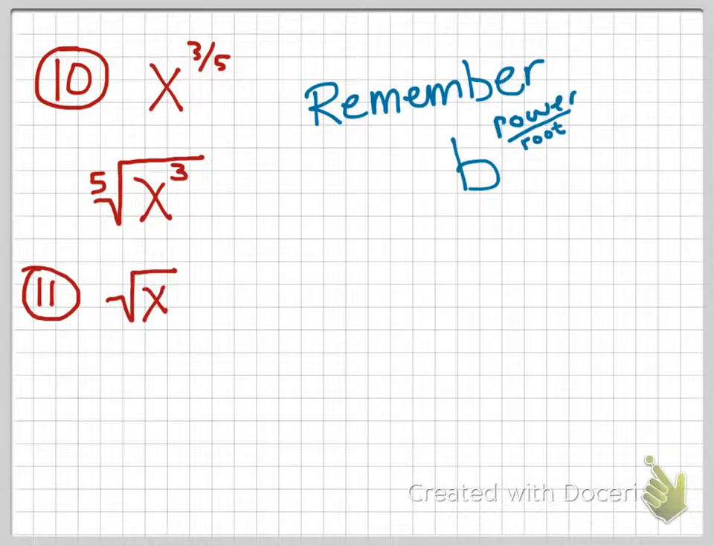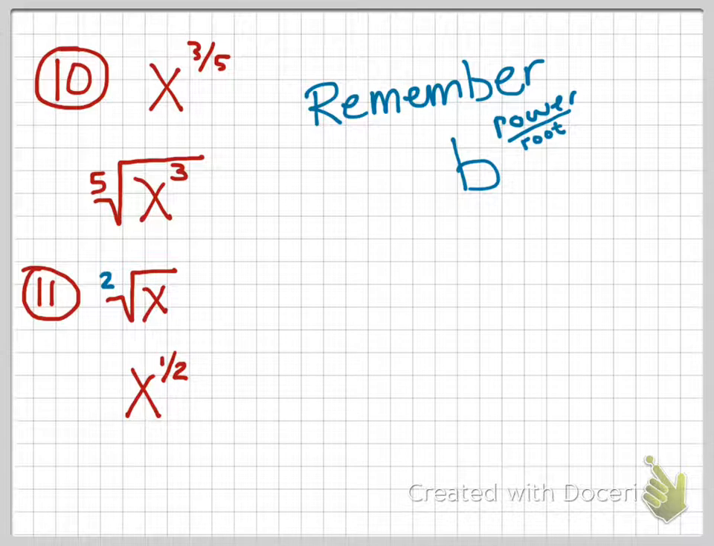Problem number 11, we have the square root of x. Well, square root of x, we can just assume here that we have a 2 on the radical, because it is the square root, in which case we have x to the 1st power divided by the root, which happens to be 2, so x to the 1/2 power.